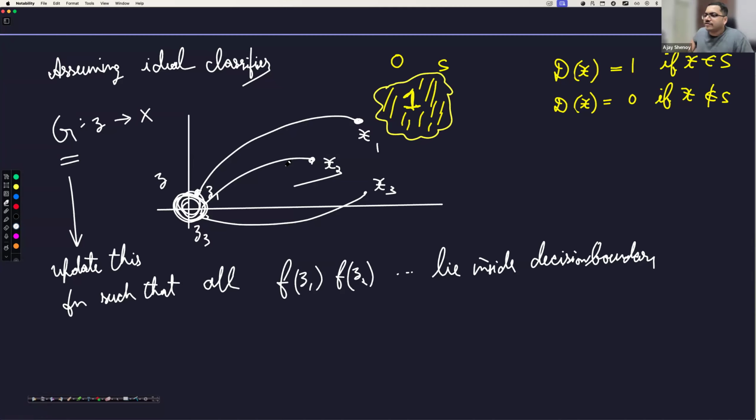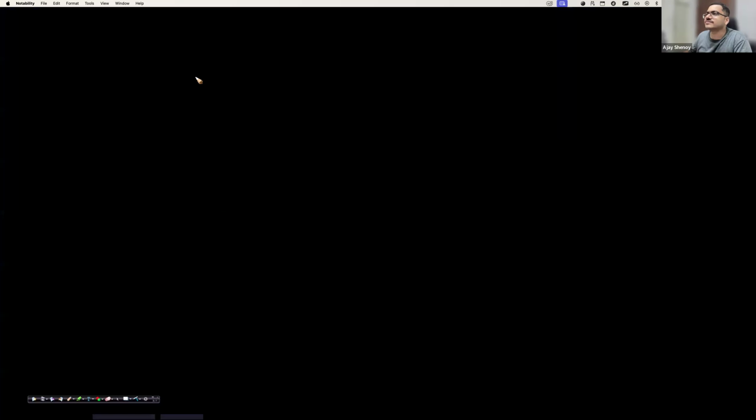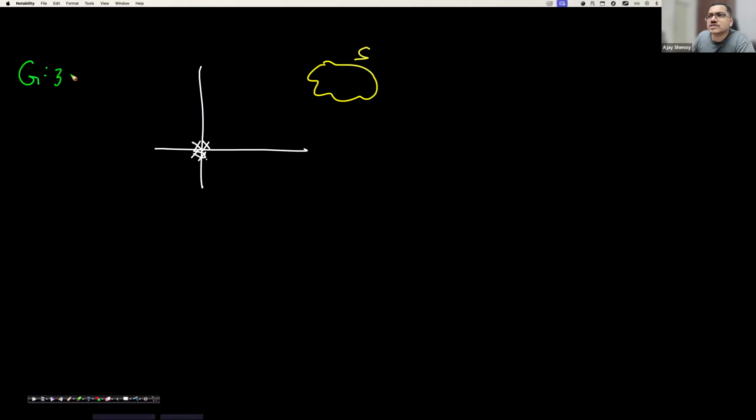All right. So we are now in a setup where we have these points and we want to learn a G function. So I'll just redo this. You have a bunch of points here. You have S here. You have G, which has to do the following. G has to take you from Z to X, which means it has to get you here. So this is X1, this is Z1. That mapping it has to do.